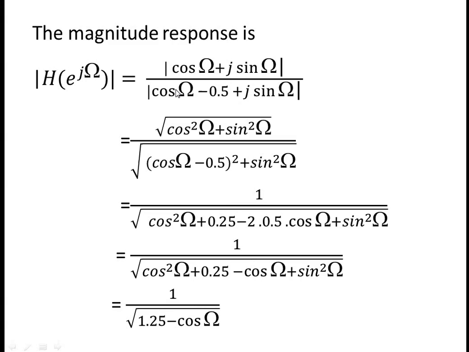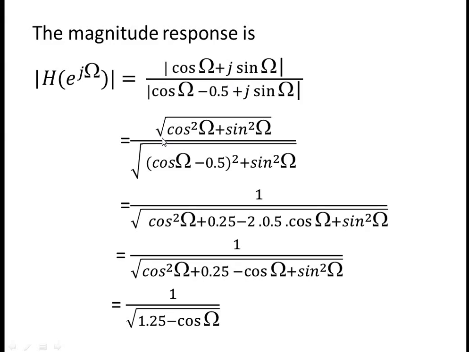Now we'll find the magnitude response for the given system. We all know that for the magnitude we have to take the modulus value. For the modulus of a complex value, the formula is the square root of real square plus imaginary square. Here too we have a real as well as an imaginary part, so it is in complex form.